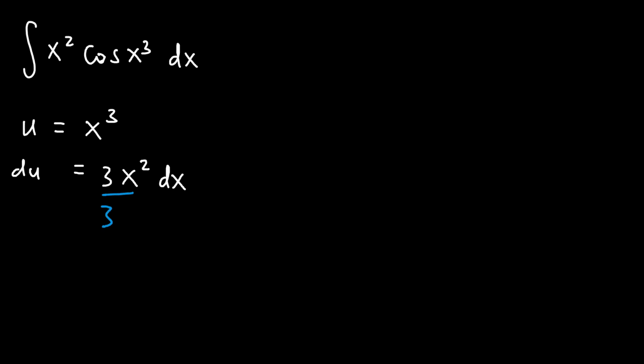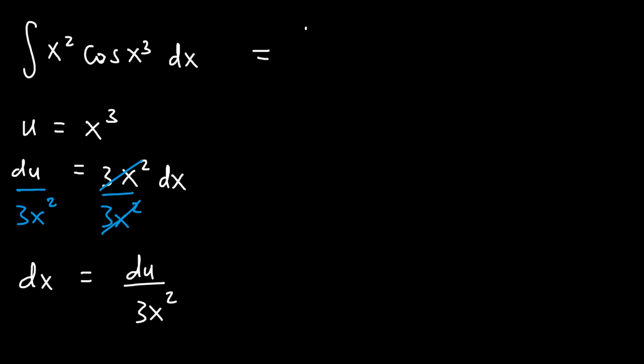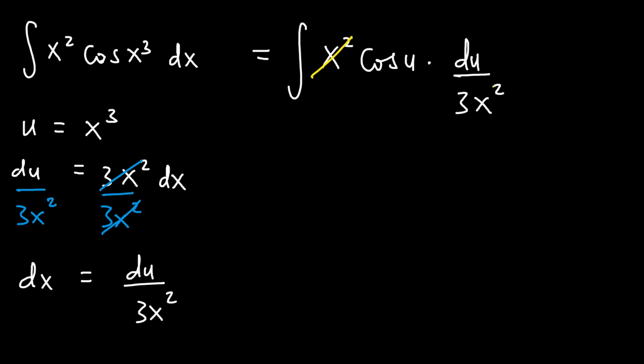Now if we divide through by 3x to the power of 2, this will cancel with that. And so dx will be equal to du divided by 3x to the power of 2. So this will be equal to the integral of x to the power of 2 times the cosine of x to the power of 3, which is u, and then times dx, which is du, divided by 3x to the power of 2. And so this will cancel with that. And we can also take out 1 divided by 3. So we shall have 1 divided by 3 times the integral of cosine u du.